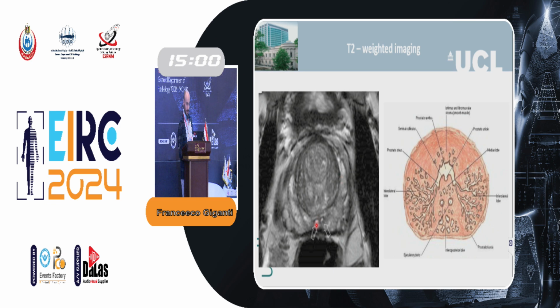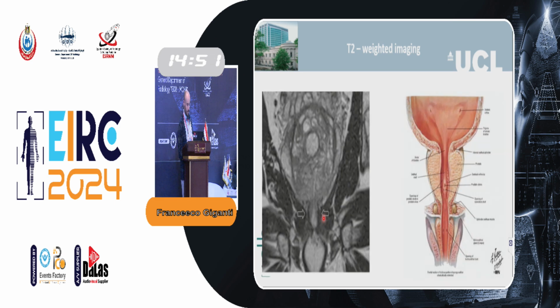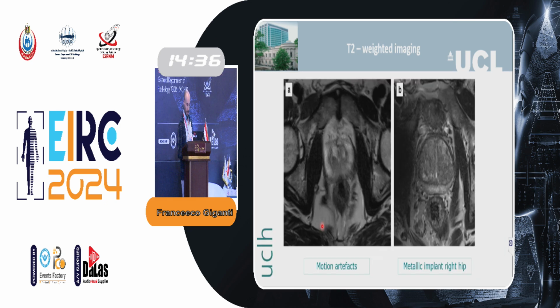Also, we should look at the presence and the visibility of the ejaculatory ducts, the right and the left. If we can see them, the quality of our scan is really good. And finally, on the coronal acquisition, we have to look for the external urethral sphincter, which is this hypointense black stripe, and if we see it again, the quality is really good. Of course, we have to avoid artifacts like motion artifacts here or artifacts from a metallic implant in the right hip.